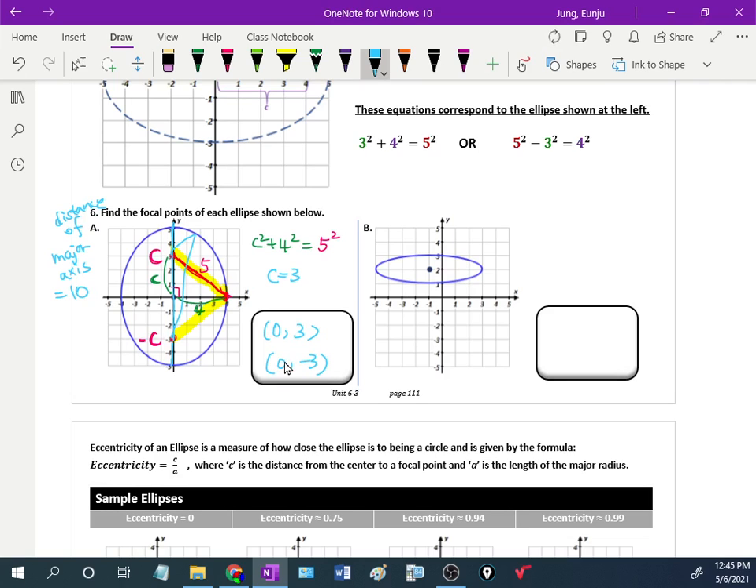Okay? So this is a little tough question because I need to think about the distance of the major axis is 10 from vertex to vertex. And we take half of it, that will be the hypotenuse of this right triangle. So we can use the right triangle, so we can find that location. Okay?